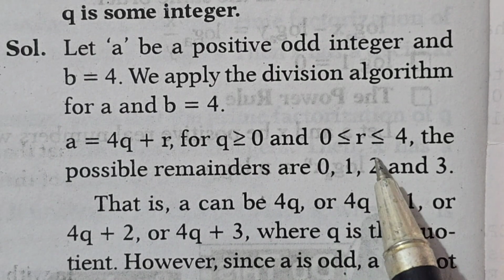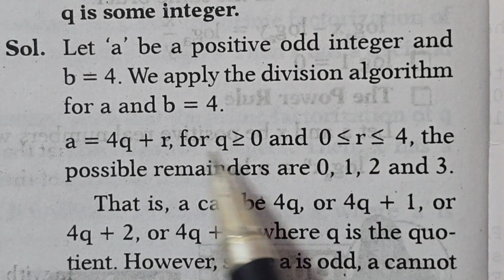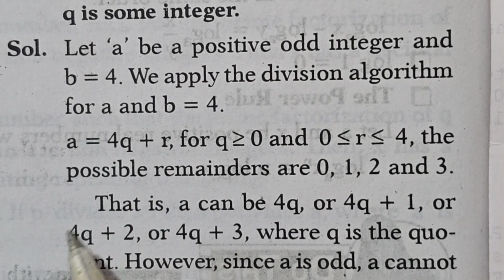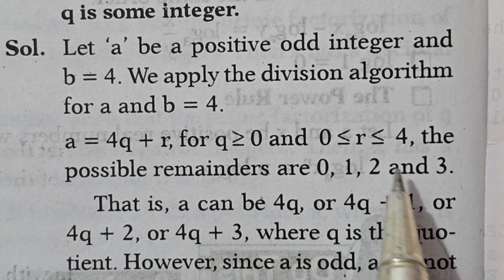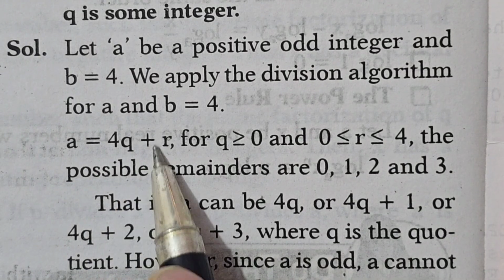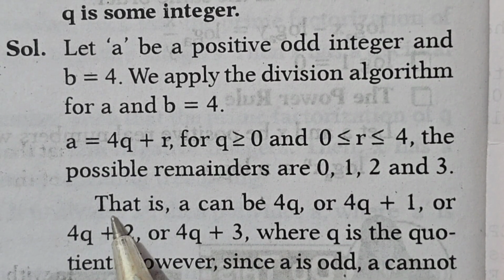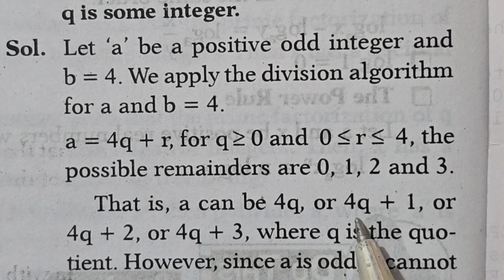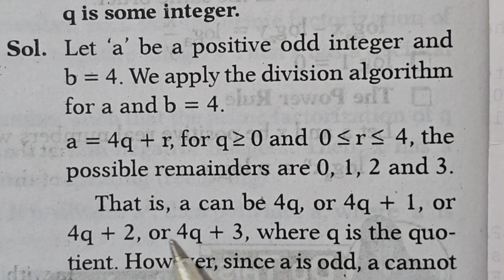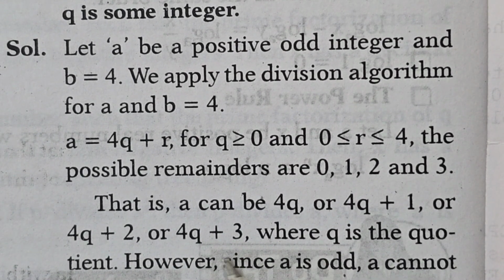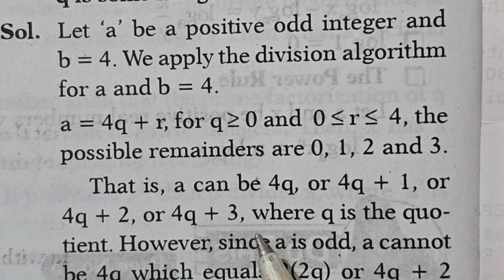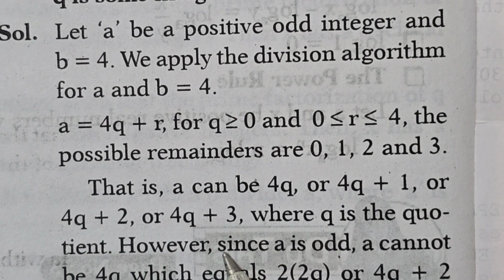And if you take the value r equal to 2, a is equal to 4q plus 2. This is the next value. If you take 3, a equals 4q plus 3. These are the a values we will get: 4q, 4q plus 1, 4q plus 2, 4q plus 3, where q is the quotient. However, since a is odd, a cannot be 4q.